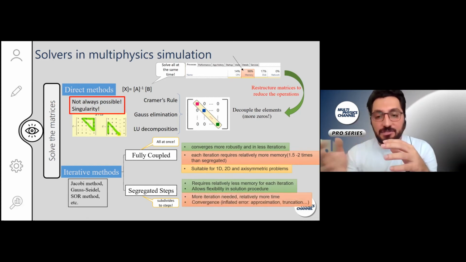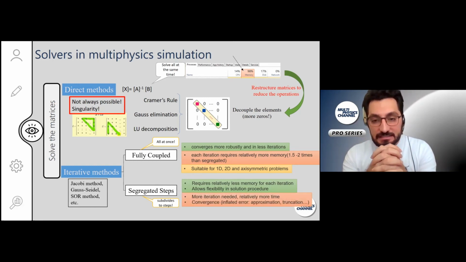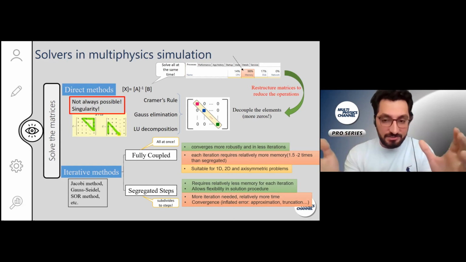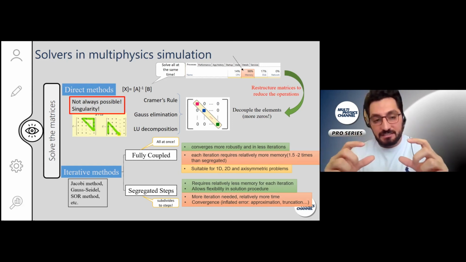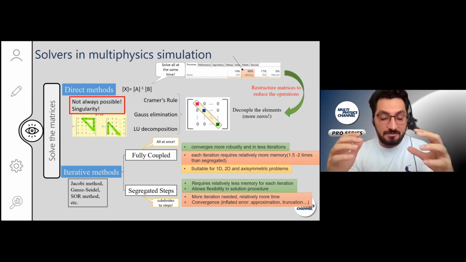But as I mentioned, more iteration is needed, and sometimes we have problems in convergence with segregated steps compared to the fully coupled. There are different reasons for that, but one of the reasons could be inflated error. For example, when I solve the first part in segregated, I solve the first part of my matrix, I have some errors associated with that because, for example, truncation error.